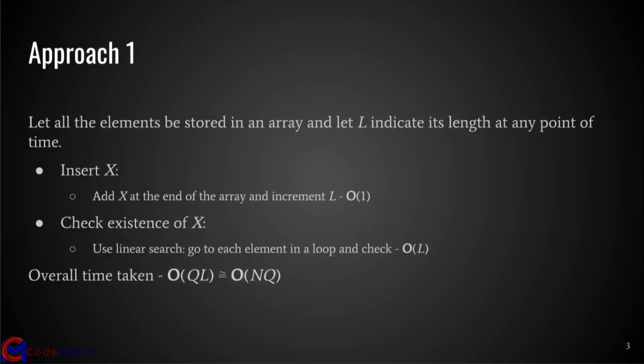One of the approaches would be to store all elements in an array and insert new elements to the end of the list, taking constant time. To check if an element already exists, all the elements of the array need to be compared against, taking linear time. So, the overall time complexity happens to be big O of n times q.